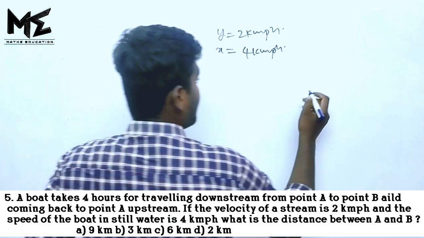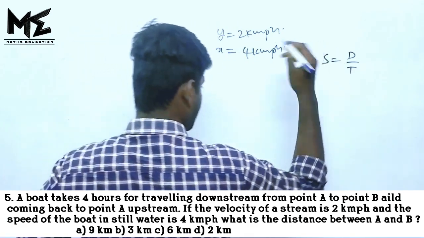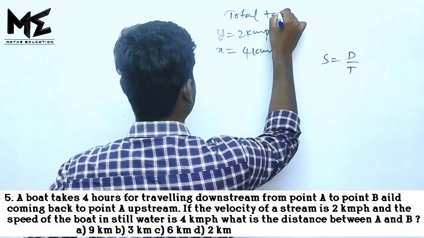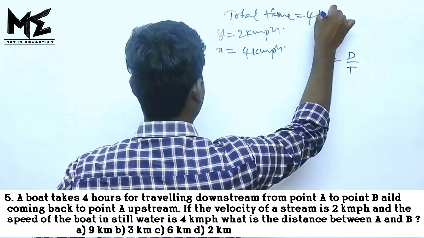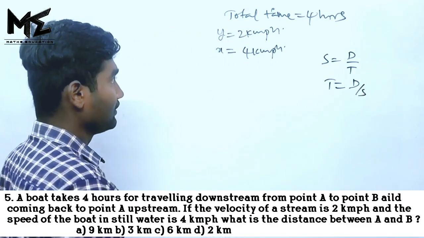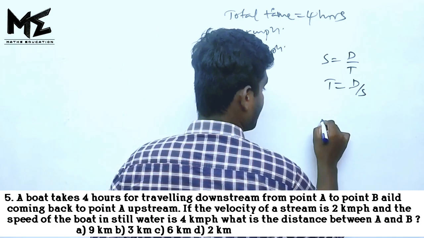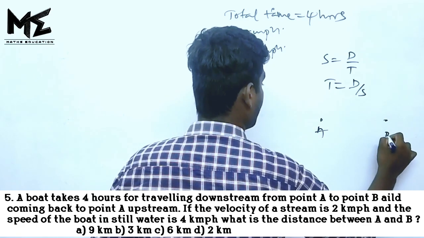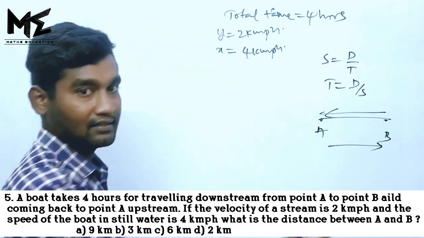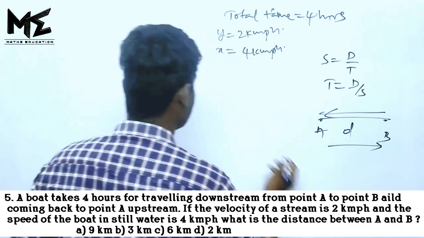We know speed equals distance by time. See, in this question, the total time equals 4 hours. So time equals distance by speed. So we need to find the distance between point A and point B. If traveling A to B and B to A, both journeys are the same, so I am taking the distance as small d.